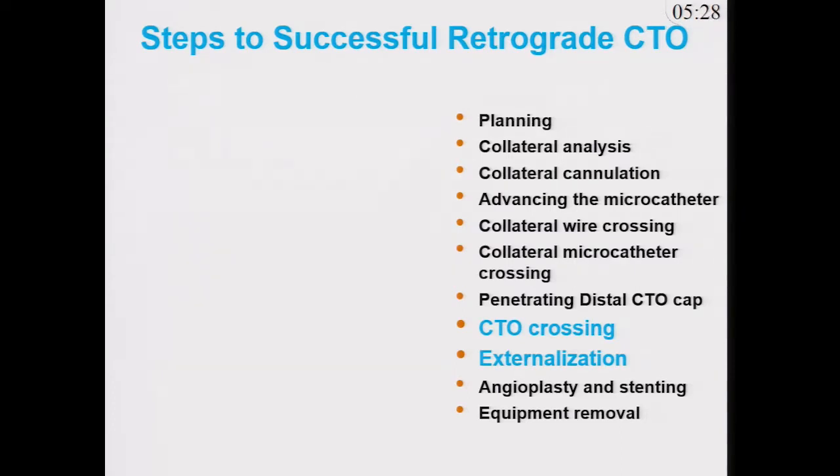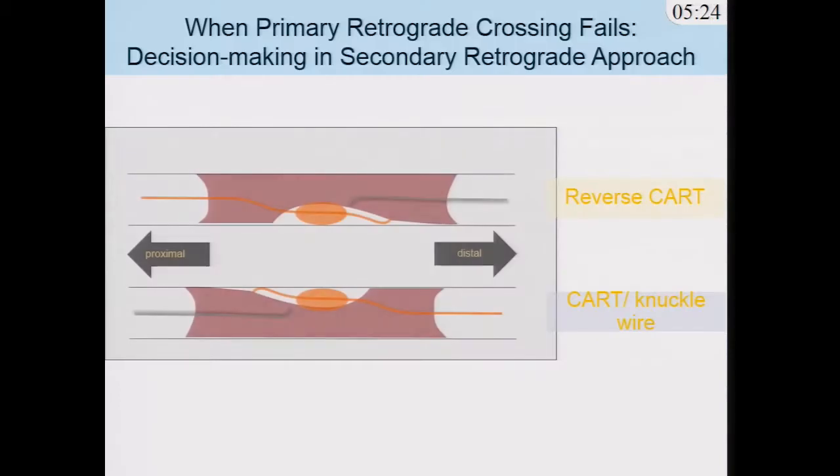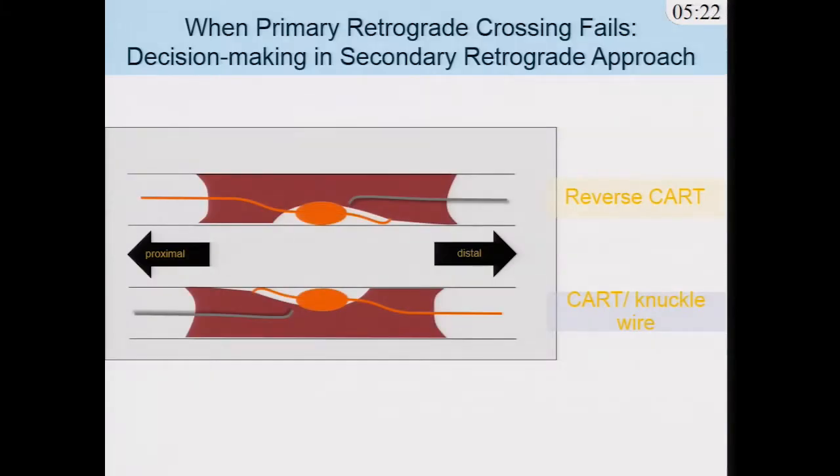So when we are in the distal cap and we try to cross it, what do we do? Sometimes the antegrade wire will go forward and you advance your catheter, and sometimes your retrograde wire will go forward and will follow your retrograde wire. So the antegrade wire follows, and there is nothing else to do.